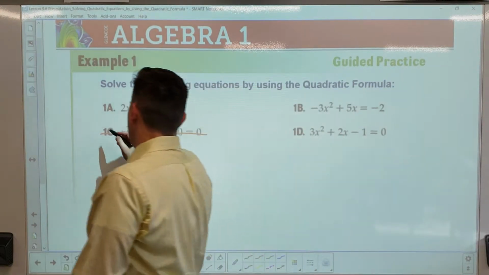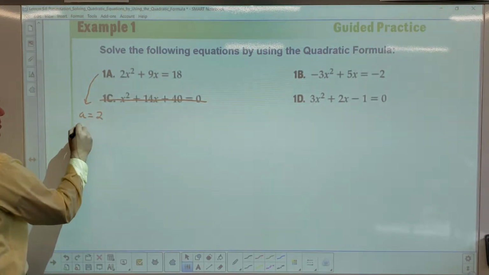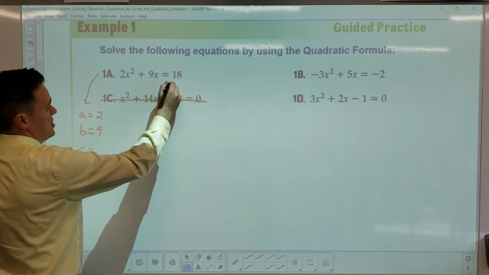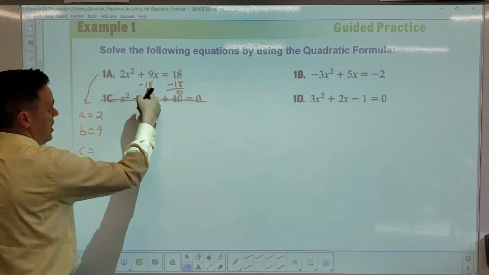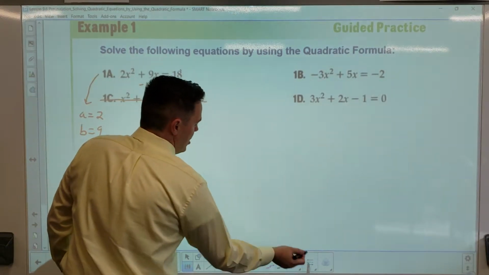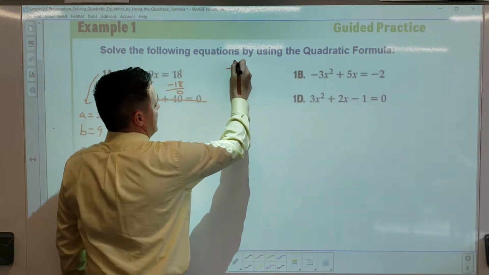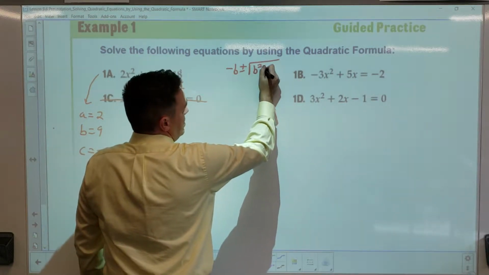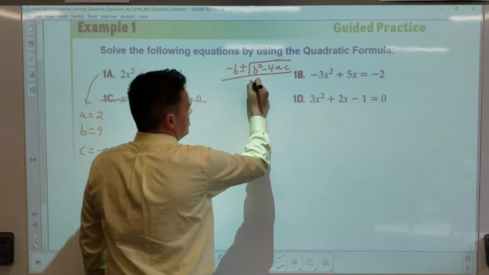So on 1A, we need to set these values up. A equals 2, B equals 9, and C equals, well, it's supposed to equal 0. So you guys subtract 18 from both sides to get this to be what? 0. So my C value is negative 18. Now you can set your equation up. Your equation for a quadratic is, don't forget, I'll write it again: negative b plus or minus the square root of b squared minus 4 times a times c, all over 2a.